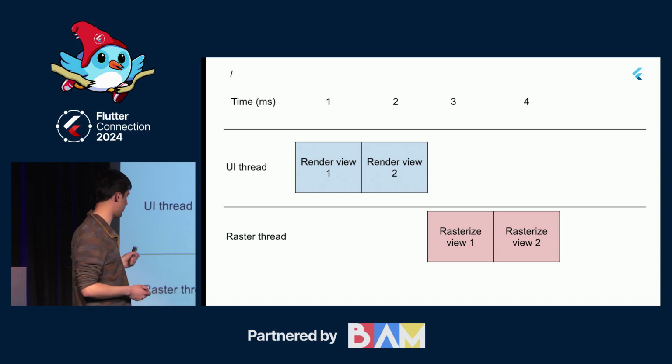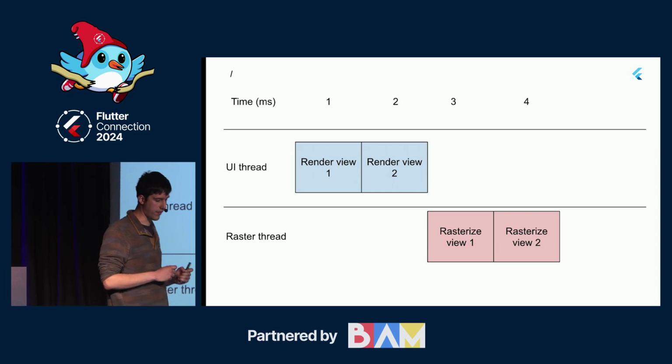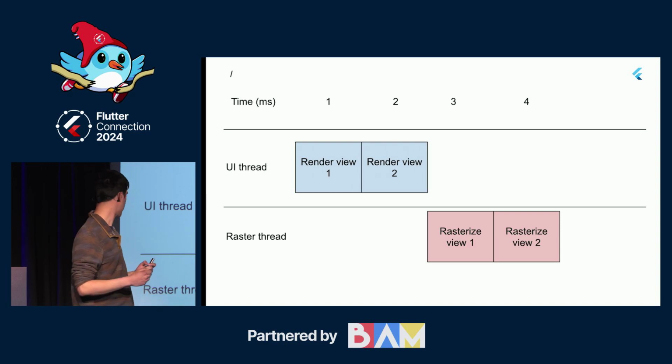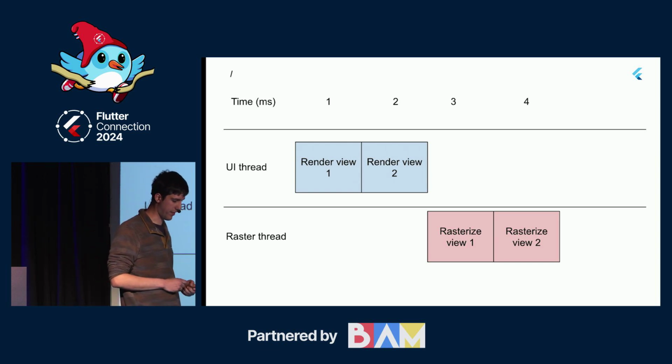And then the raster thread is where the Flutter engine runs. That's where it takes the low-level drawing commands produced by the Flutter framework and converts them into pixels. That process is called rasterization, and that's where Skia or Impeller runs, if you're familiar with that.